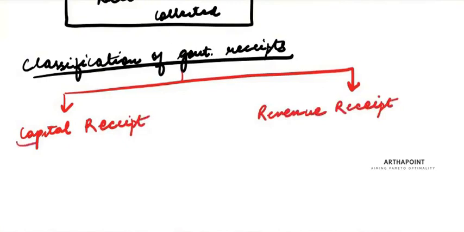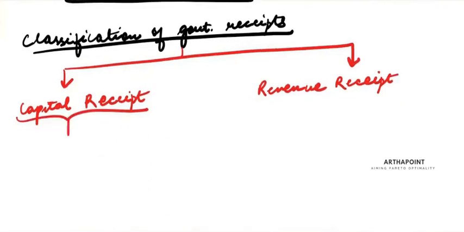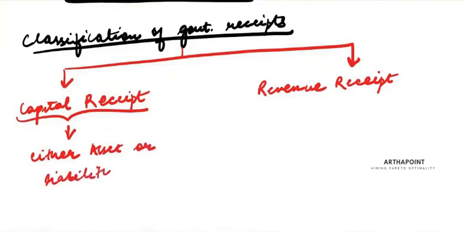The capital receipt of the government is basically any receipt which is related to either asset or liability of the government. When we say it is related to asset or liability of the government, the name capital suggests asset or liability. So, whenever it leads to change in asset or liability of the government, it is called capital receipt.